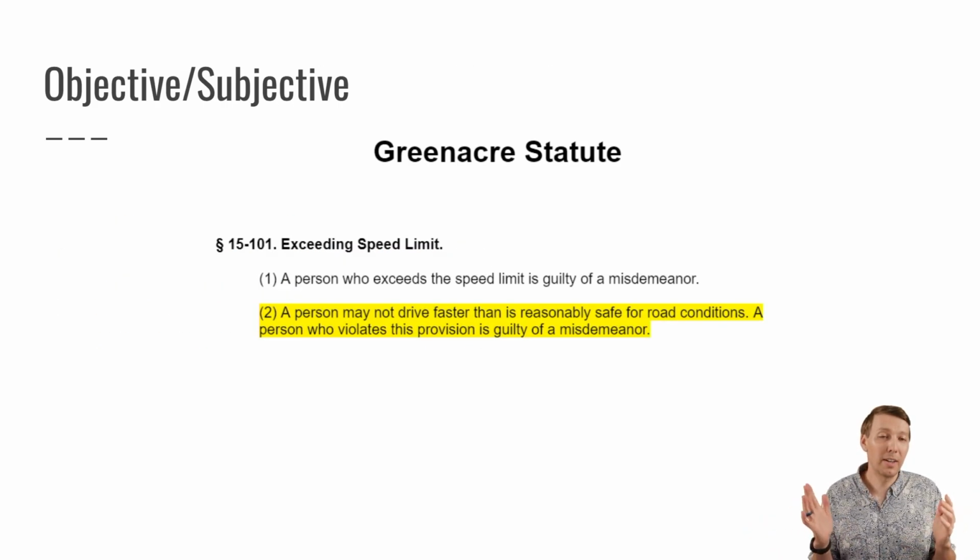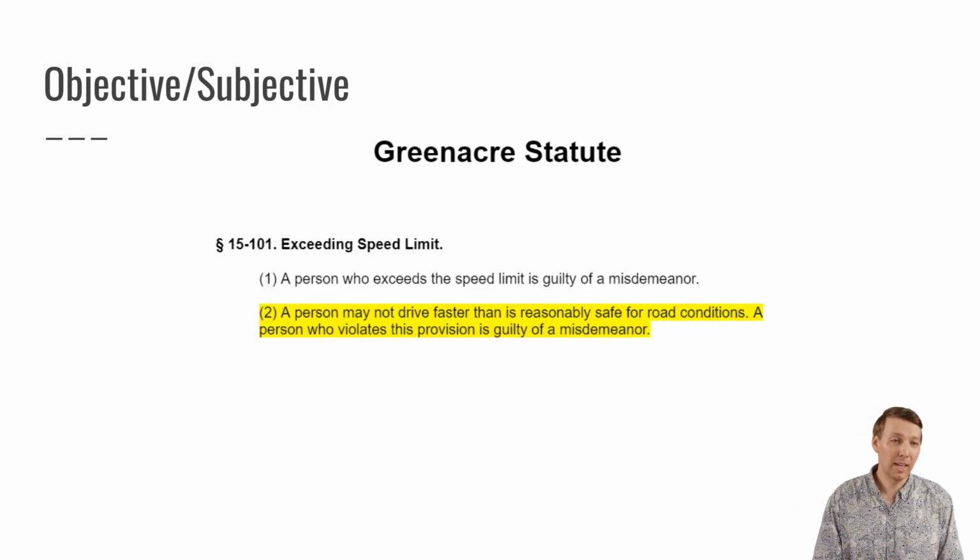So now I want to talk about objective versus subjective law. Right now, the part of the statute that we coded was very objective. It was pretty much, if you're traveling over X, you get X number of points. If you're traveling over Y, you get Y number of points. There wasn't a whole lot of subjective decision-making that had to go into that. It's very black and white.